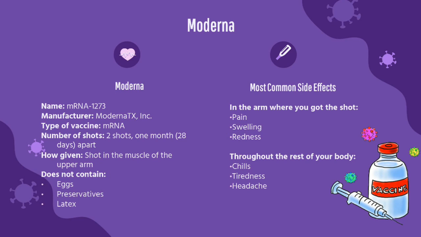The second vaccine is named mRNA 1273, which is manufactured by Moderna TX Incorporated and is an mRNA type of vaccine also, and is given in 2 shots. However, it is 1 month apart or 28 days. It is given through a shot in the muscle of the upper arm, or intramuscular. It does not contain any eggs, preservatives, or latex also. The most common side effects are the same as stated before in the Pfizer vaccine.